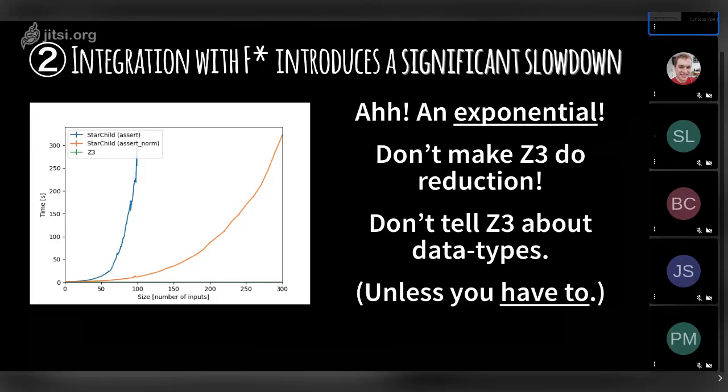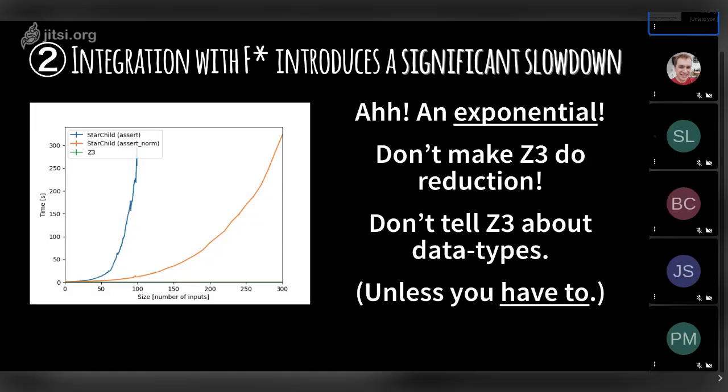Point 2: integration with F* introduces a significant slowdown. Here we see a fun graph, which has a fun exponential in there. This graph measures the verification time for our pet classifier, generalized to n features. And if you can't find the curve for Z3, it's because it never goes over 1. F* encodes the entire program in Z3, including definitions, which means that in the worst case, Z3, which is an engine for equational reasoning, is tasked with performing reduction, which is really bad.